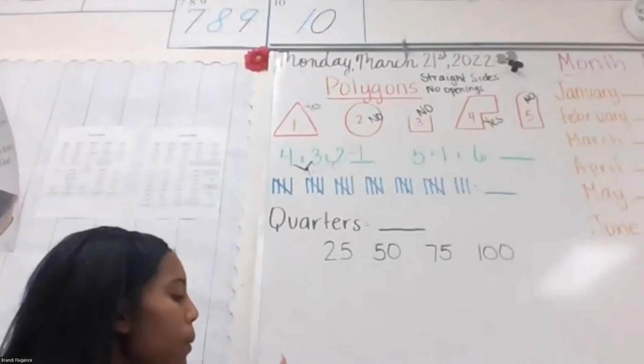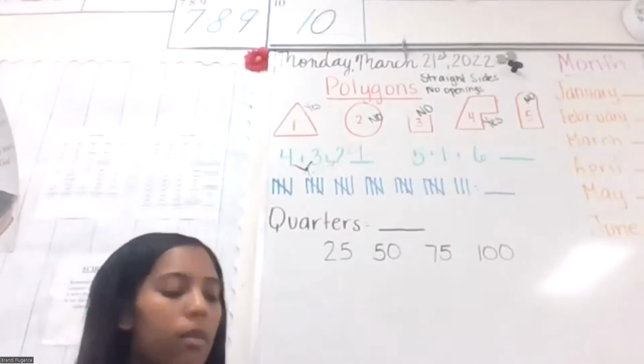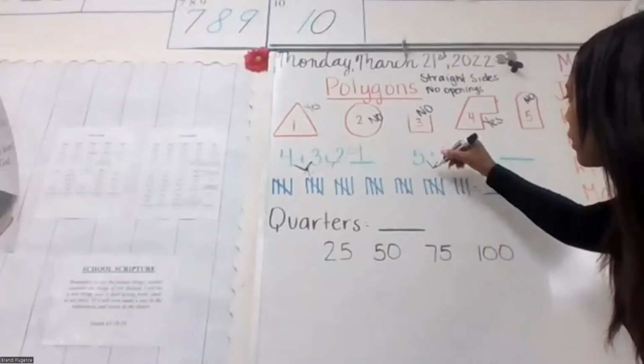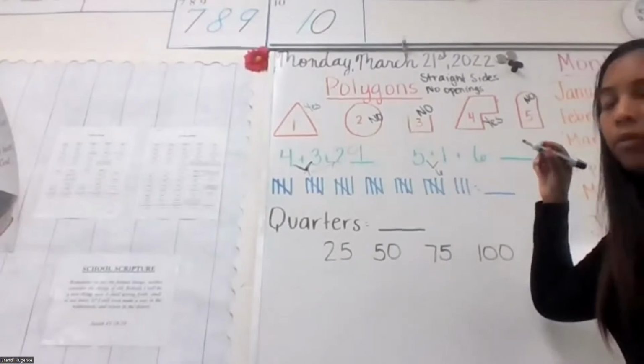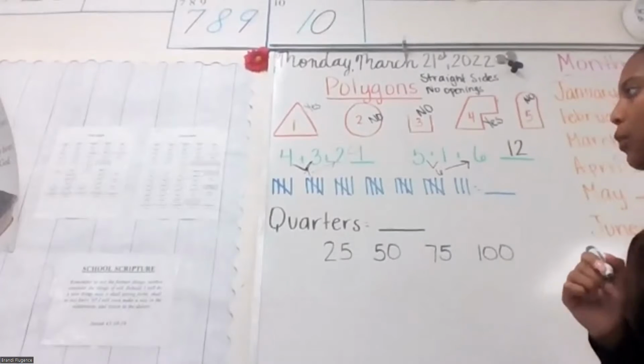Let's add this one up. 5 plus 1 plus 6. Anybody wants to walk us through how to add this one? Okay, Kinley. 5 plus 1 equals 6. 6 plus 6 equals 12. Doubles fact. 6 plus 6 is 12. Good. Your answer should have been 12.